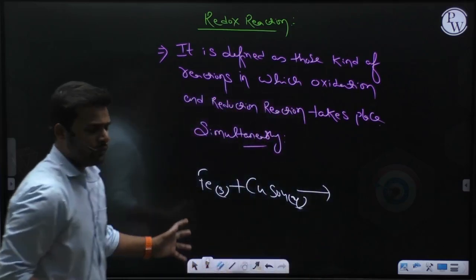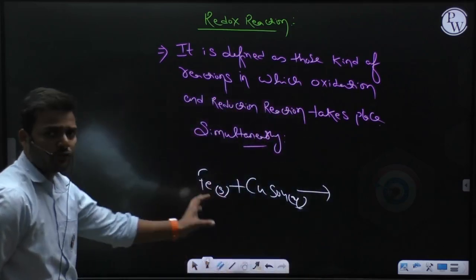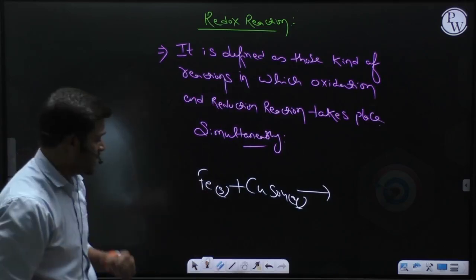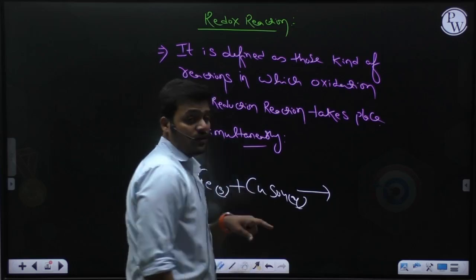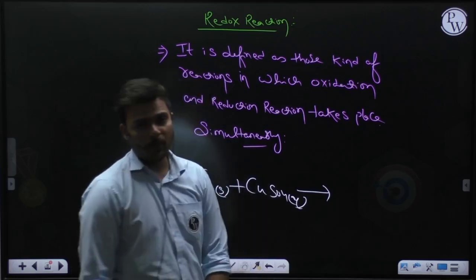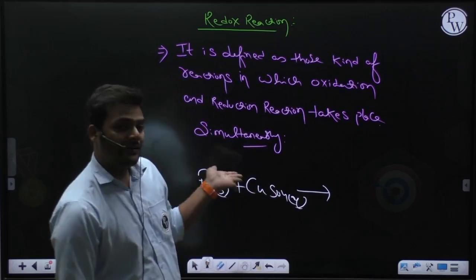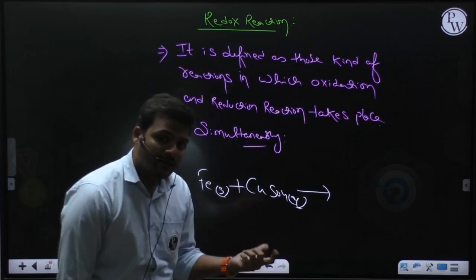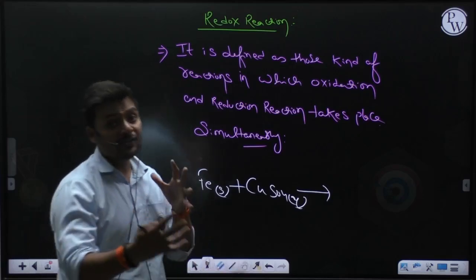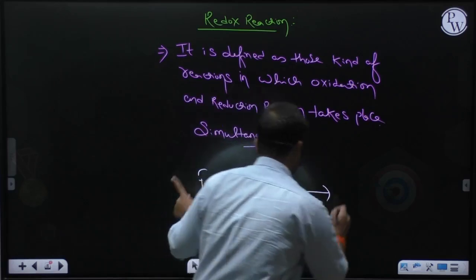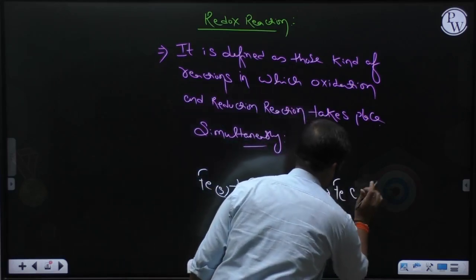So what do you think? What will be the rate of reaction? What will be the product of that particular reaction? Since you know that iron is a very reactive metal as compared to copper, a reactive metal will displace a non-reactive metal from its salt. This is called a metal displacement reaction. So the product will be FeSO4.